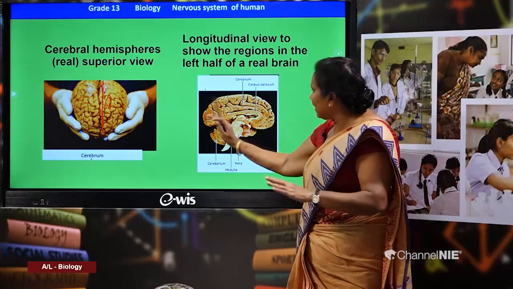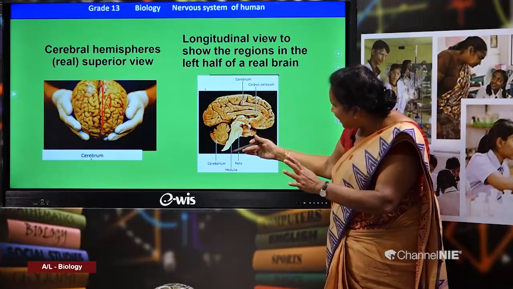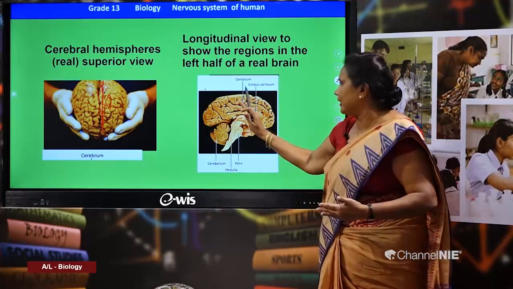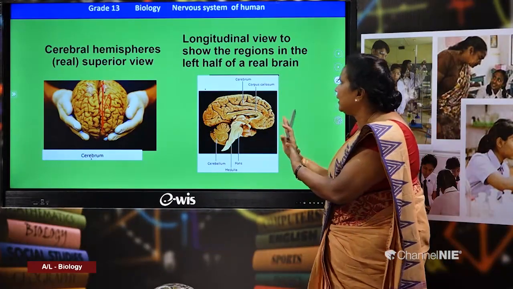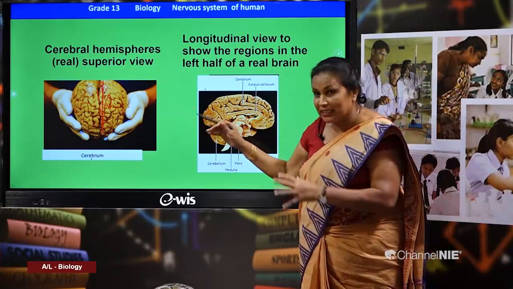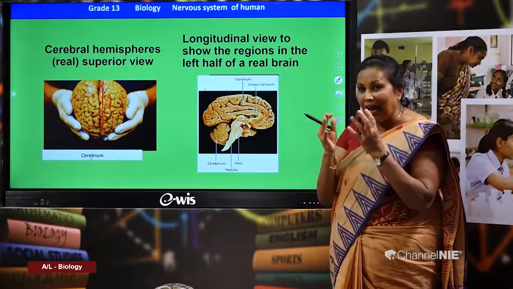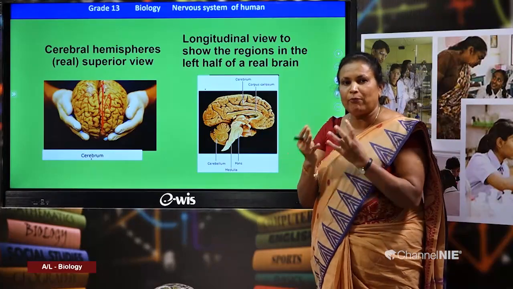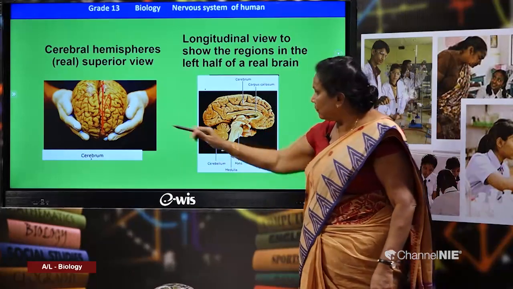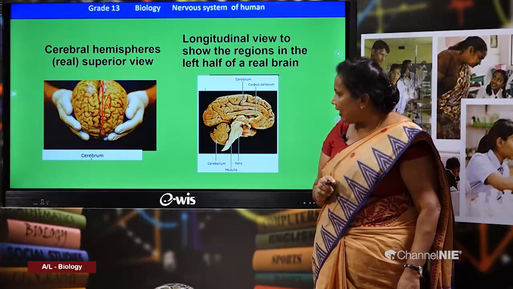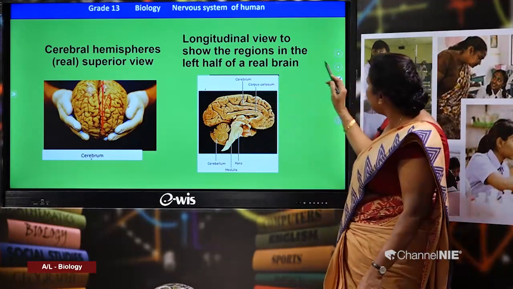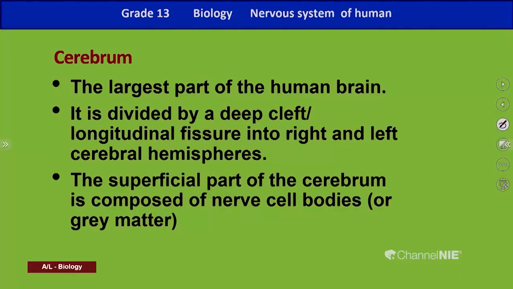Now you can see the longitudinal section. If you see this side, this should be the left half of the real brain. Now, this is the real brain. So you can see the actual shape of the brain looking at these two pictures. Did you understand? Now I will go back to my earlier slides.